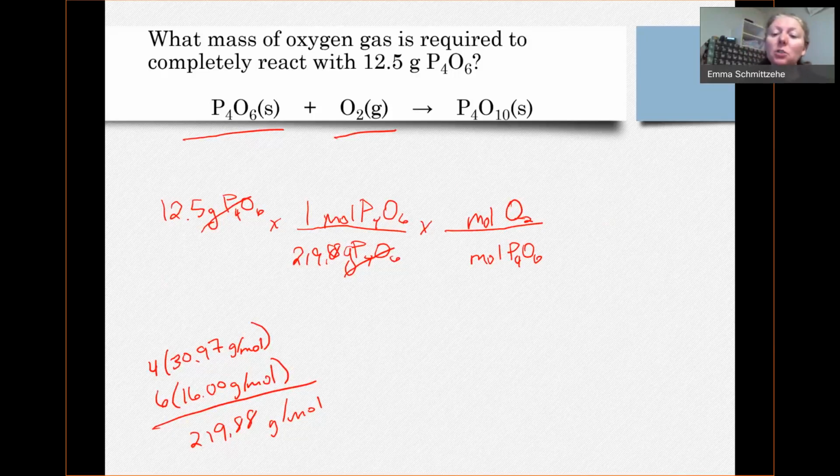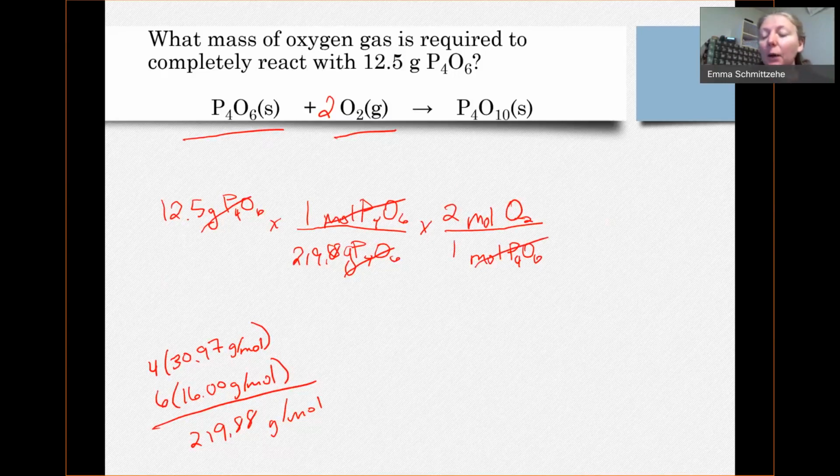And so what we need to do to balance this is put a 2 on the oxygen. And so we have a 2 in front of the O2 now. Now it's a balanced reaction. So now I can fill in my mole to mole ratio. So a 2 with the O2 and a 1 with the P4O6. Okay, so that's going to cancel my moles of P4O6.